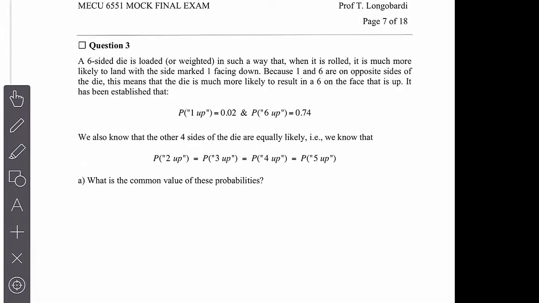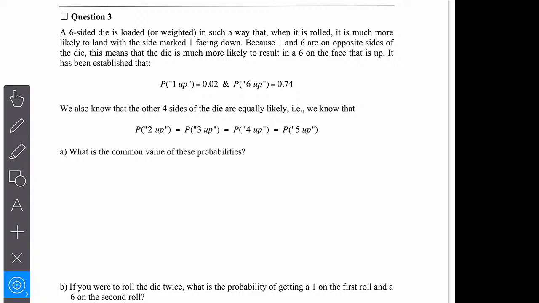Question number 3. A 6-sided die is loaded or weighted in such a way when it is rolled. The mock test is in the platform. You should be working through the platform. It's under modulo final exam, the last module, where I have all the final exams to practice. So pull it out. We're on question 3 in the second part, section B.